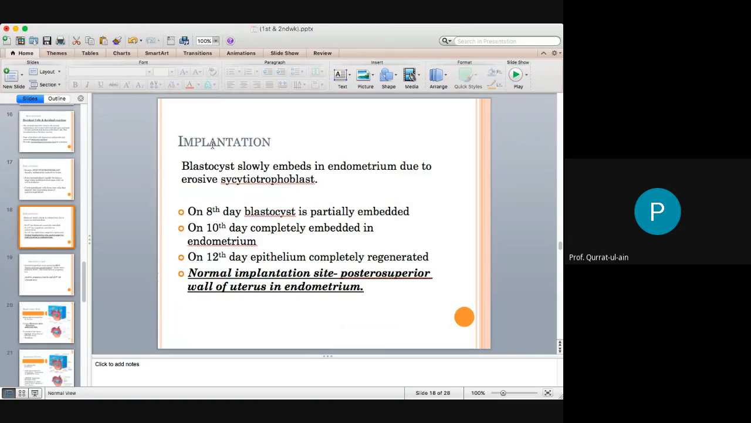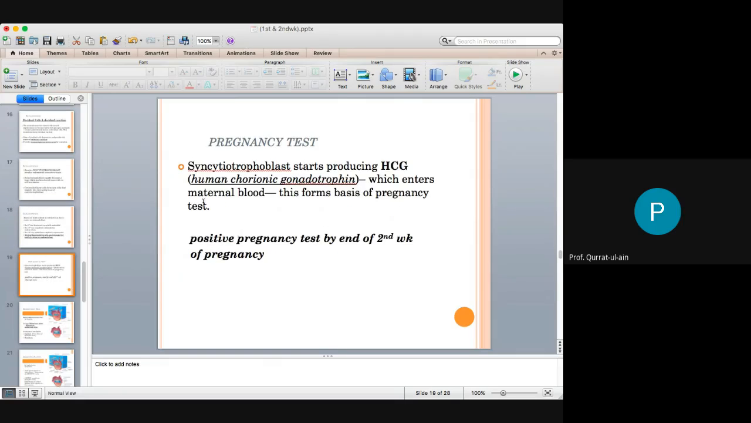These are the 3 days of implantation, and secondly, the production of a hormone by syncytiotrophoblast. The blastocyst on the 8th day is partially embedded, on the 10th day completely embedded, and on the 12th day, as I've shown you, even the surface defect is completely closed. And the normal implantation site is the posterior wall of the uterus. Otherwise, the implantation will be abnormal.